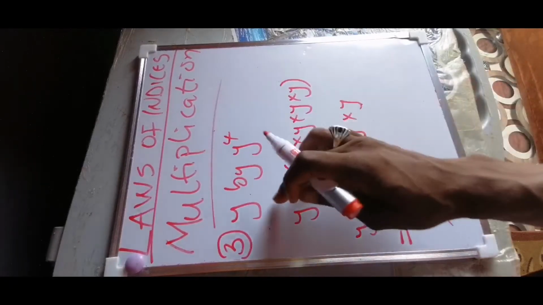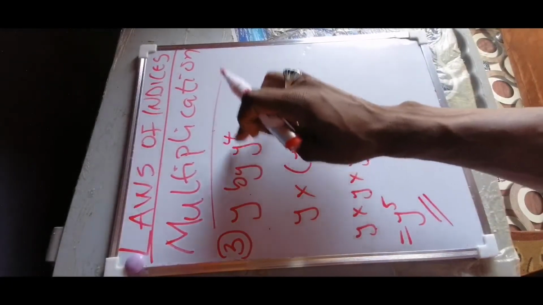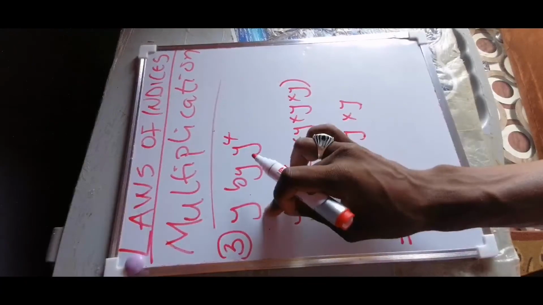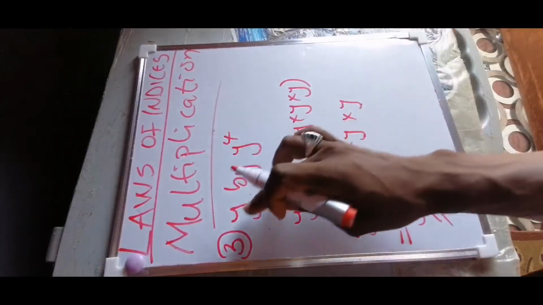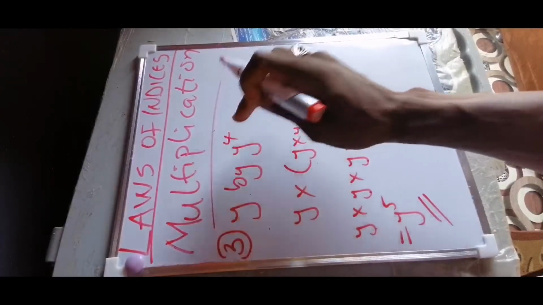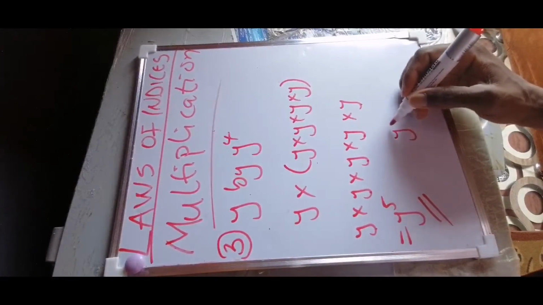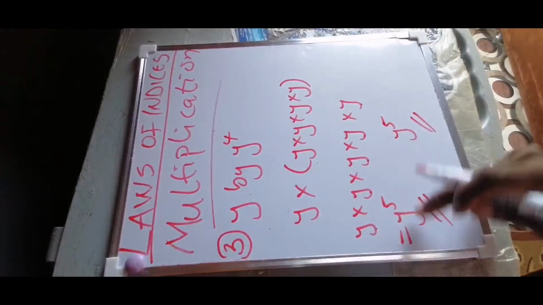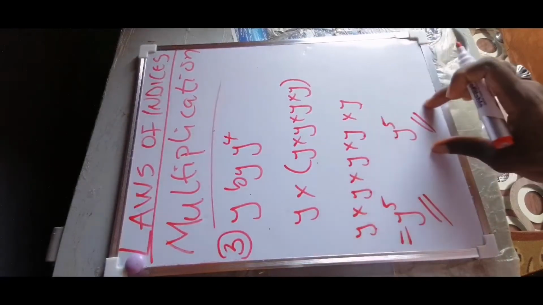Again, in a simpler way, we have y by y raised to the power of 4. So this y is representing 1. Therefore 1 plus 4 equals 5. So our y is raised to the power of 5, the same thing as this. This is a simpler way.